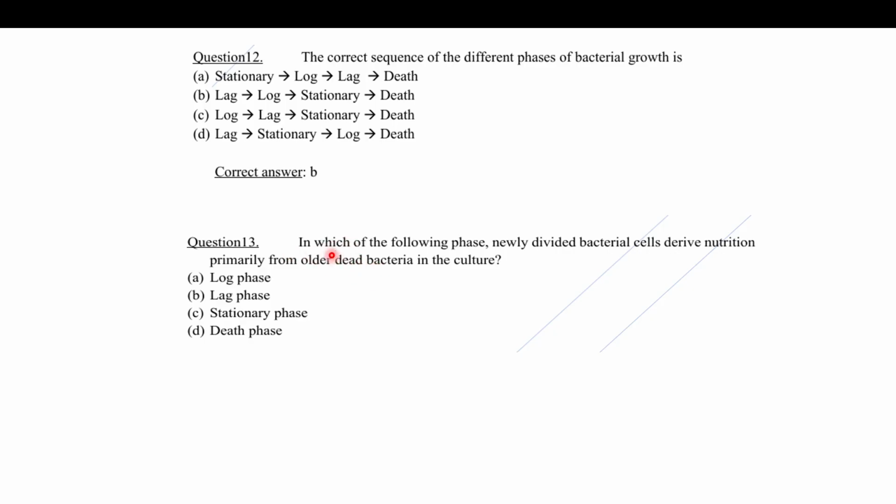But to answer this particular question, newly divided bacterial cells derive nutrition primarily from older dead bacteria in the culture during the stationary phase. Option C.